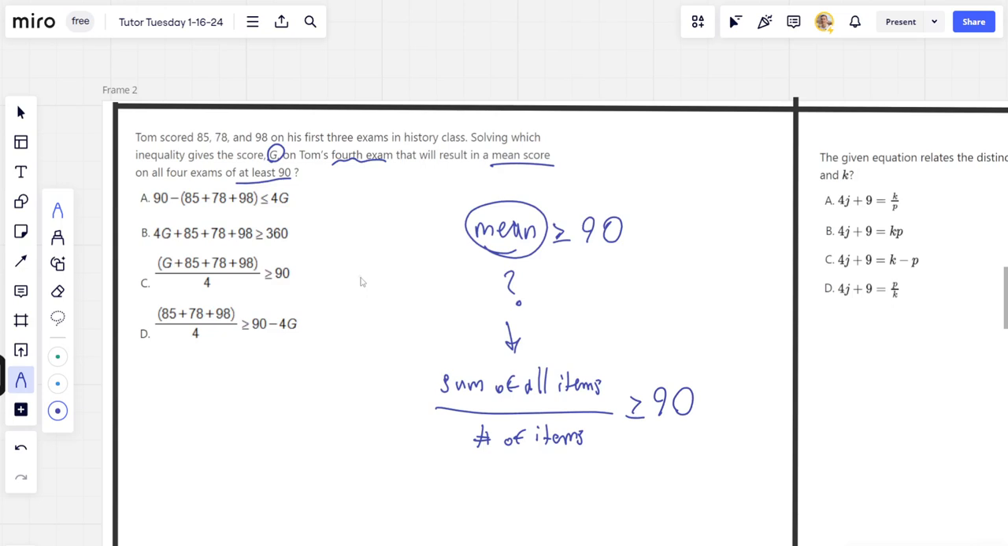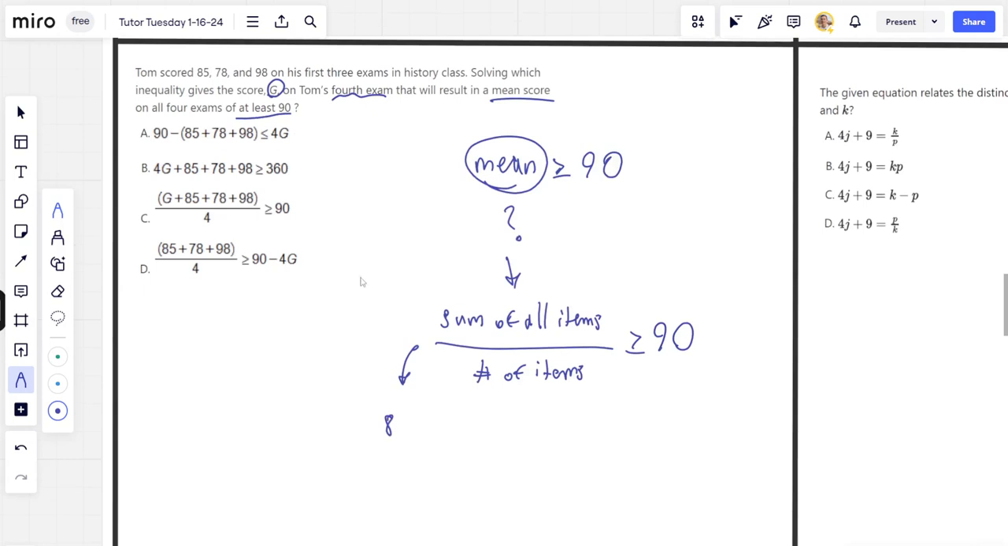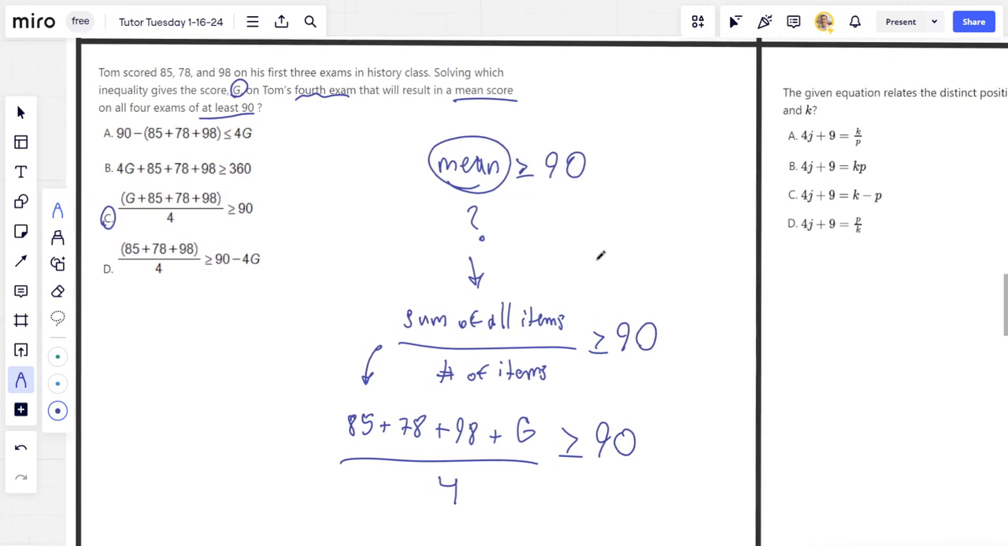Well, the number of items is 4. The sum of all the items, let me write it like this: we have 85, we have 78, we have 98, and we have a 4th score, which is G. It's kind of an unknown. We can divide that by the 4 items, and that's greater than or equal to 90. That looks like it pretty much just matches up with answer choice C, so that's the one that we'll go with. Not too bad.